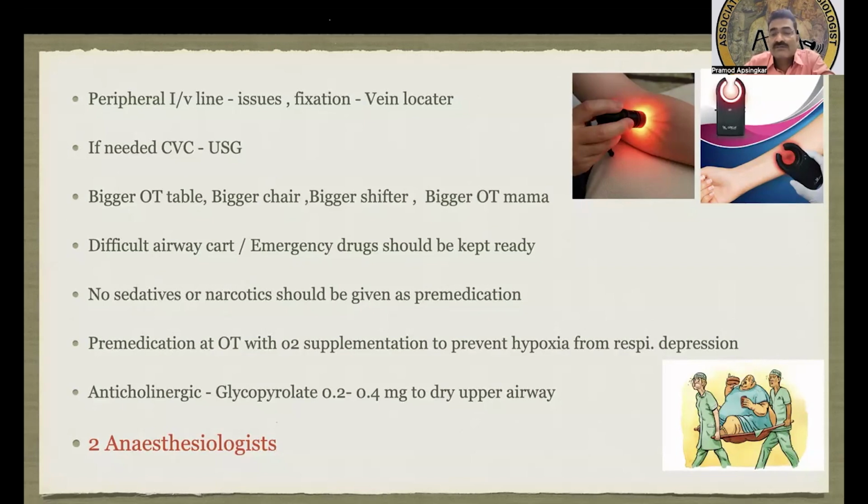Very much needed is a bigger OT table, bigger chair, bigger shifter, bigger OT trolley, because shifting this patient and putting this patient on the OT table may not be that easy. And if you don't have a bigger OT table, join two OT tables and operate simultaneously. Very much important. And do not give any sedation in the perioperative period, or at best, glycopyrrolate you can give.